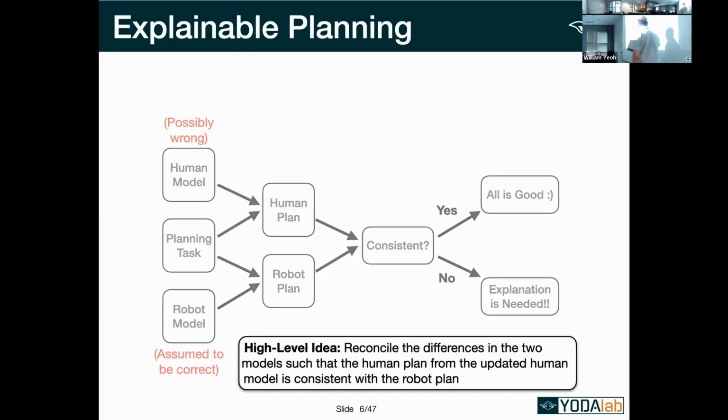And so the high-level idea of how you want to get explanations is that you want to reconcile these differences between the two models, because the planning task is the same task for both models. And so if there's a difference, it must basically come from the model itself, right? So how do we figure out what the differences are in the models and reconcile them so that the two plans are going to be consistent? Make sense?